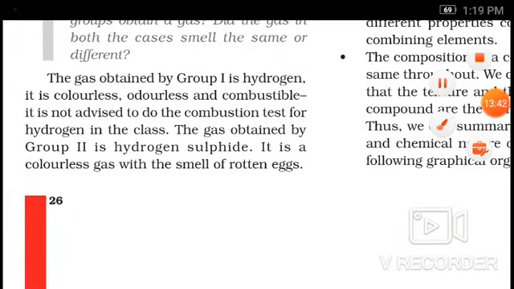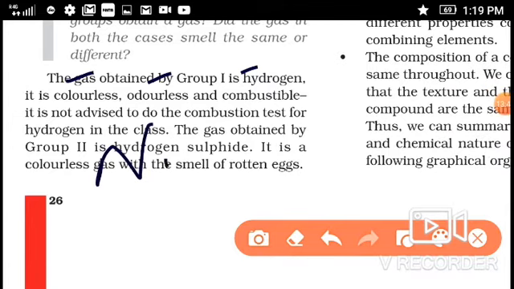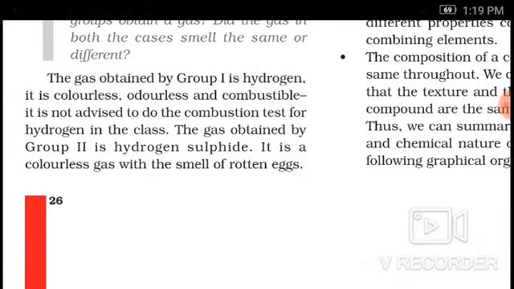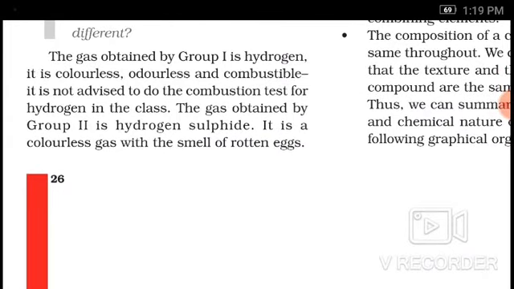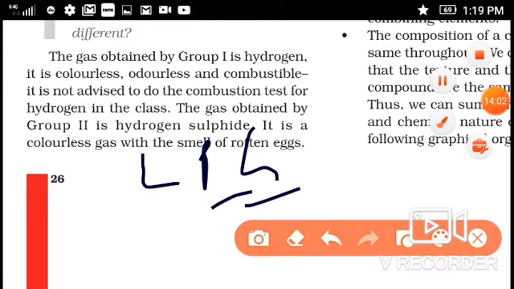The gas obtained by group first is hydrogen. It is a colorless gas, means no color, odorless, no taste. And combustible means it can easily catch fire. So we cannot use hydrogen at our home. We are using LPG because hydrogen has low ignition temperature and it can harm us.